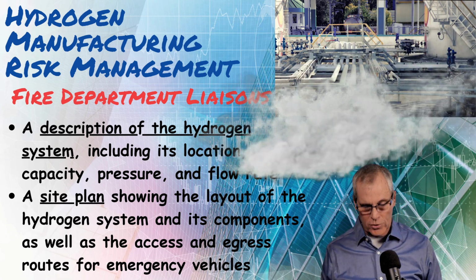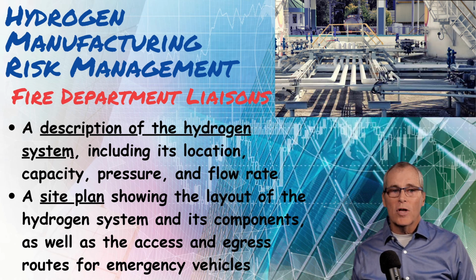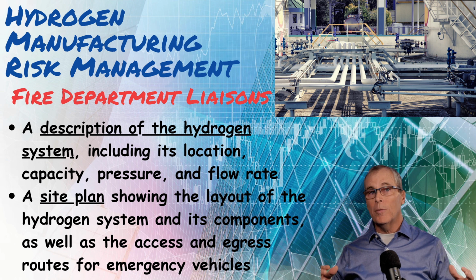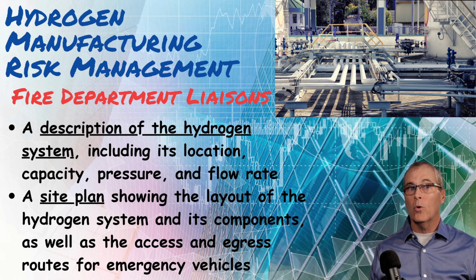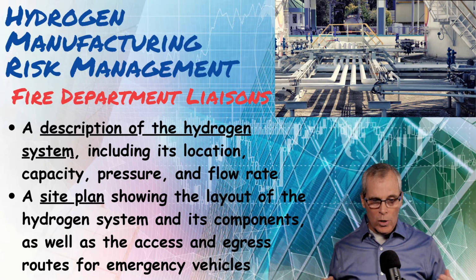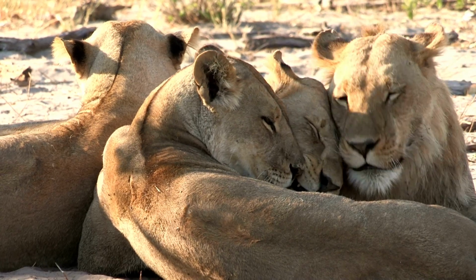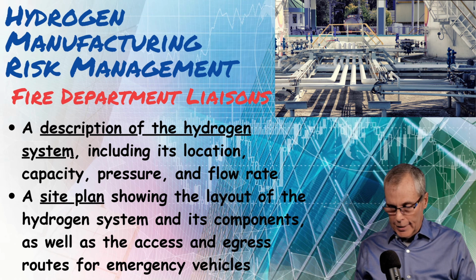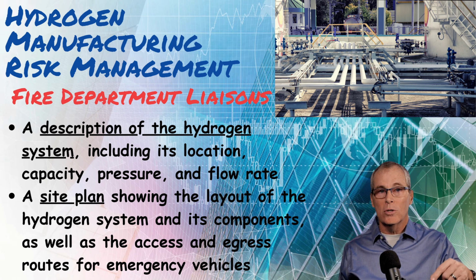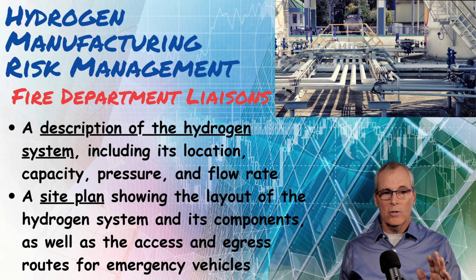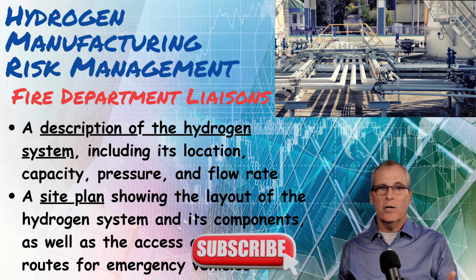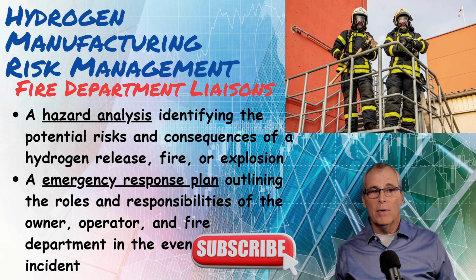So we'll give them a system description of the hydrogen plant. We'll give them a site plan showing them where everything is. We want them to know where to go. We want them to know where the hazardous equipment is. We want them to know where the expensive equipment is. We want them to know where the sensitive equipment is. We don't want them to just spray water on the control room if they don't have to, if there's a way they can approach that. If they knew that it was sensitive, they might approach it differently. So we want them to have all the information necessary to respond to our emergency the best.